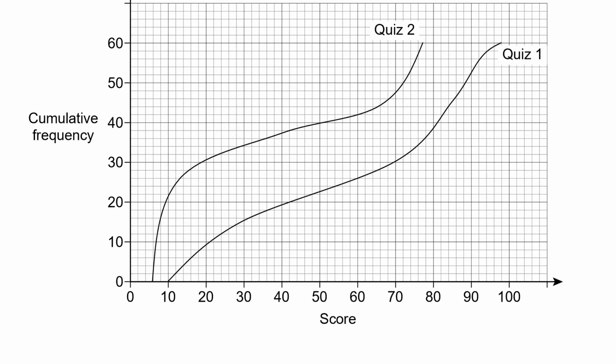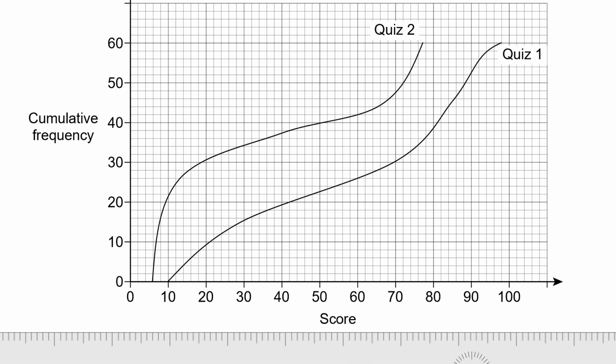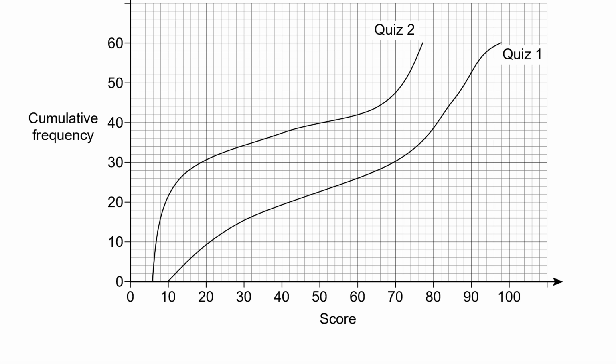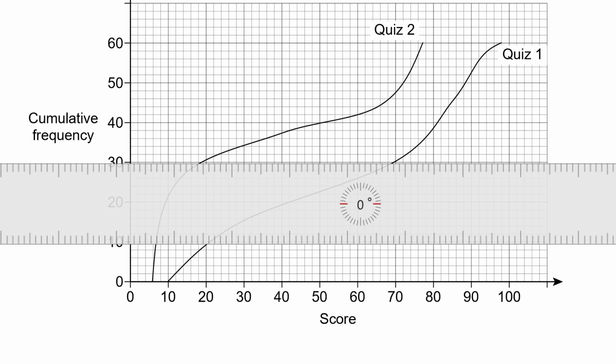Now, though at first glance it might appear that people would have done better at quiz 2 than quiz 1, that's not actually how cumulative frequency graphs work, that the higher the graph is, the better that you're going to do. Now let's consider what we just did, finding the median value. So if I read off at 30 for both tests and find out what the median is for both of them.